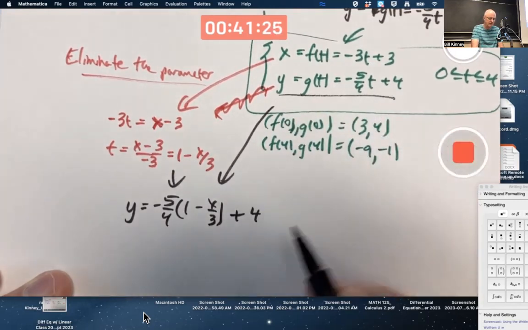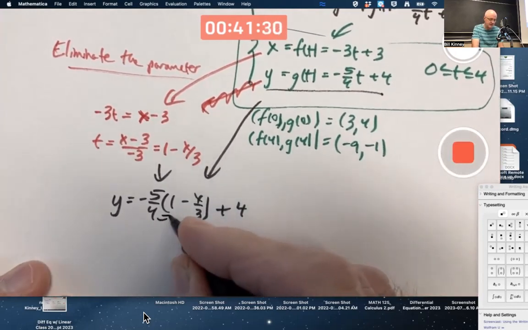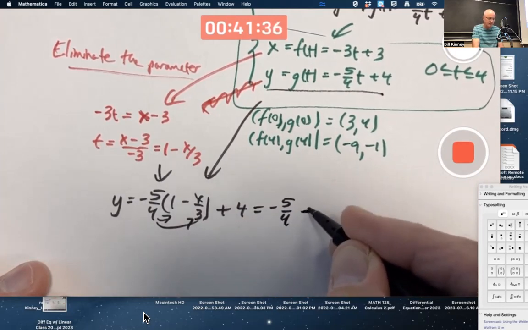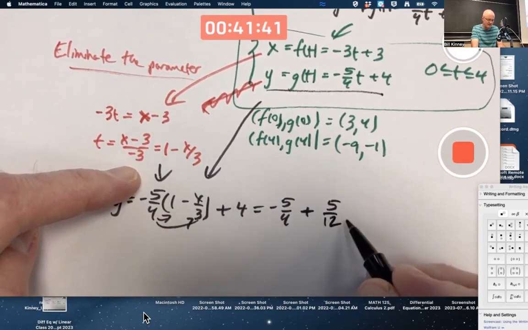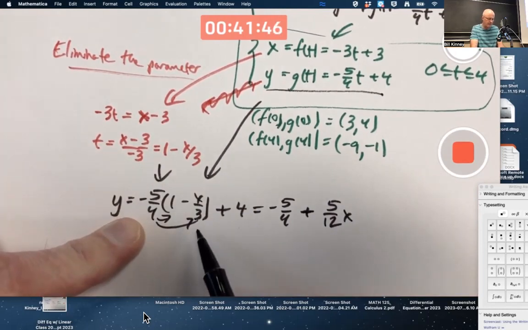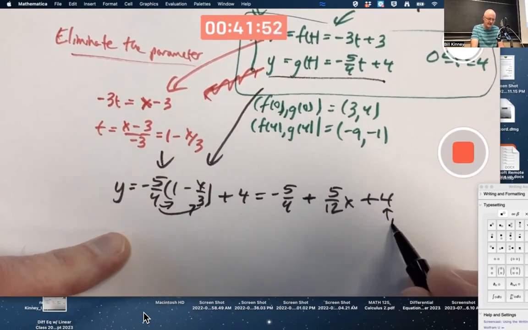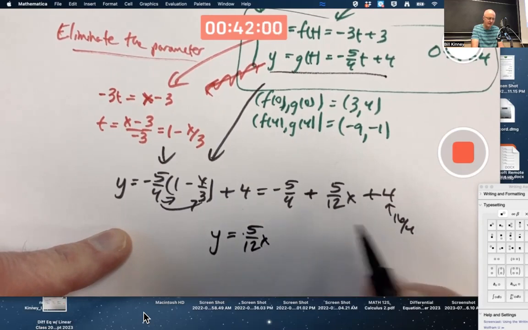I'm replacing t with 1 minus x over 3. Simplify. The t's have gone away, but simplify. Distribute the -5/4 through the parentheses. This becomes -5/4 plus, let's see, 5/12 x, right? -5/4 times -1/3 will be +5/12, plus 4, which is 16/4. This simplifies to y equals 5/12 x. 16/4 minus 5/4 is 11/4.